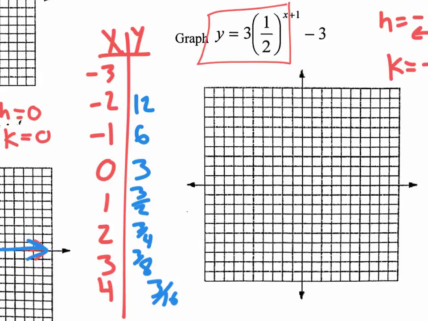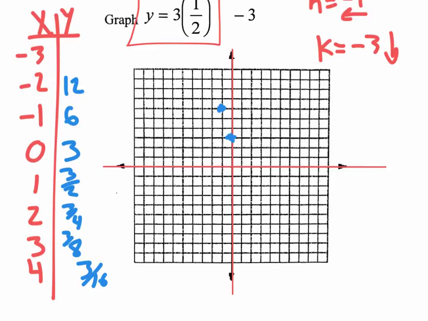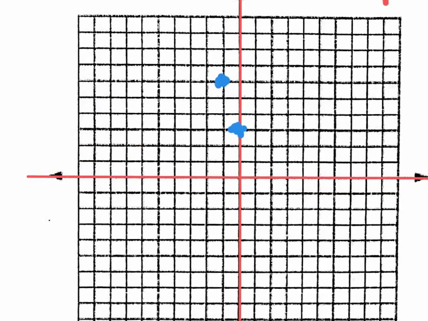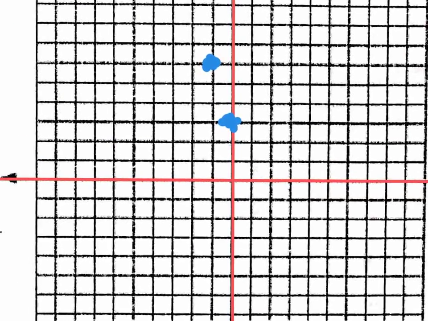So let's plot these points. So we have 0, 3 right here, -1, 6, and we know -2, 12 is already off the graph. We could put it up here if we'd like. But going in the positive direction on x, you get 1 and you get 3/2. 3/2 is really 1.5. So you got 1.5. Let me zoom in right here. So 1.5 would be right here.